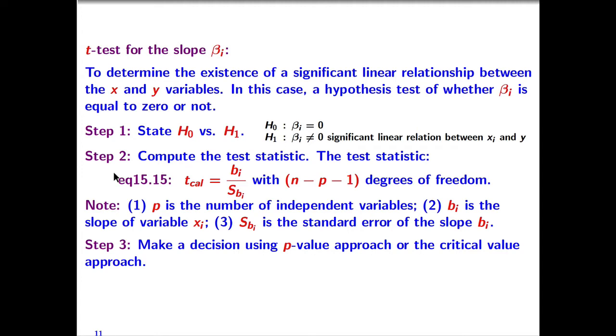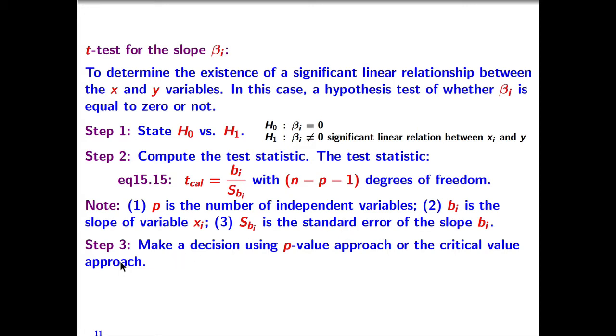Step number 2, we will compute the test statistic, and the test statistic is using equation 15.15, and this t-cal is equal to bi over sbi with n minus p minus 1 degrees of freedom, and p is the number of independent variables. Note, just what I have mentioned, p is the number of independent variables or number of x's. bi is the slope of the variable xi, and sbi is the standard error of the slope bi.